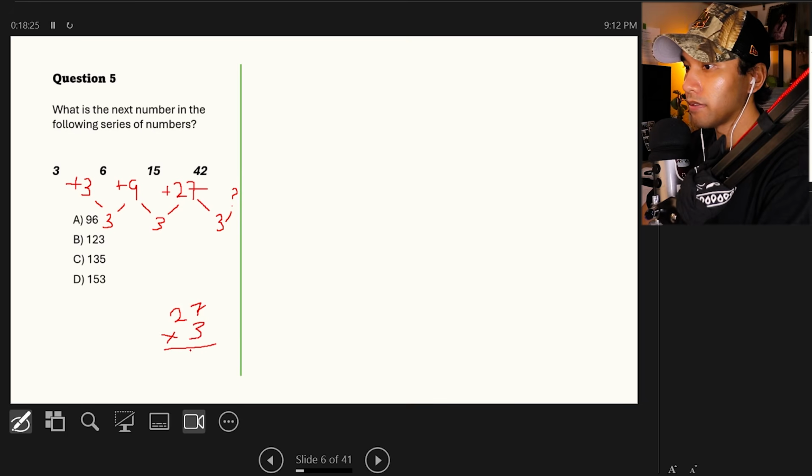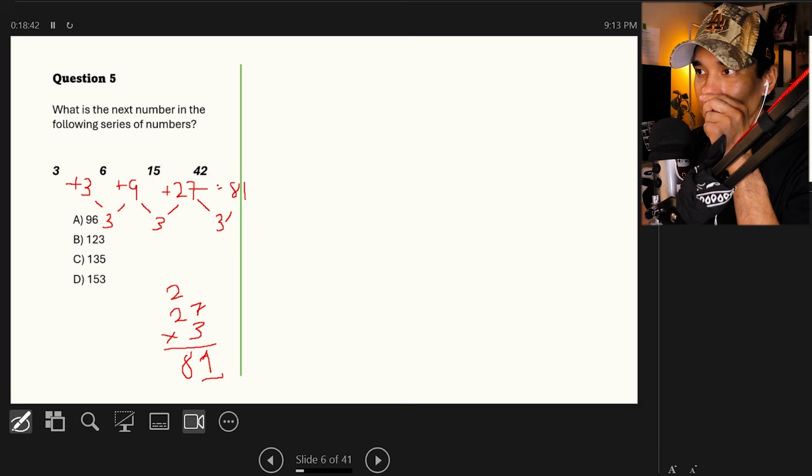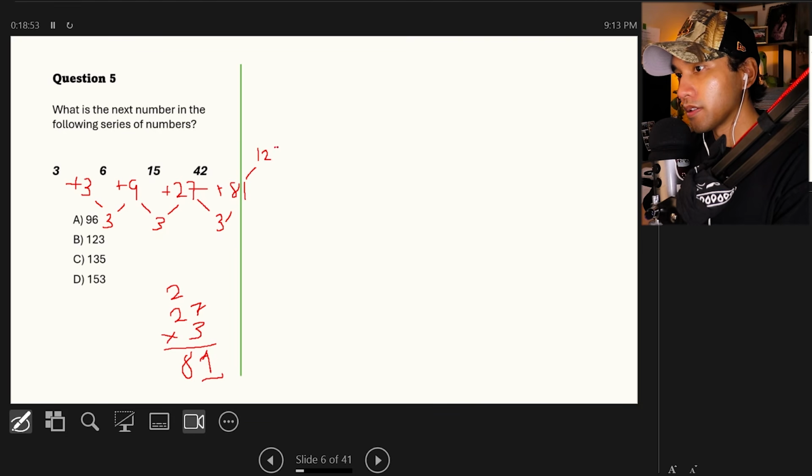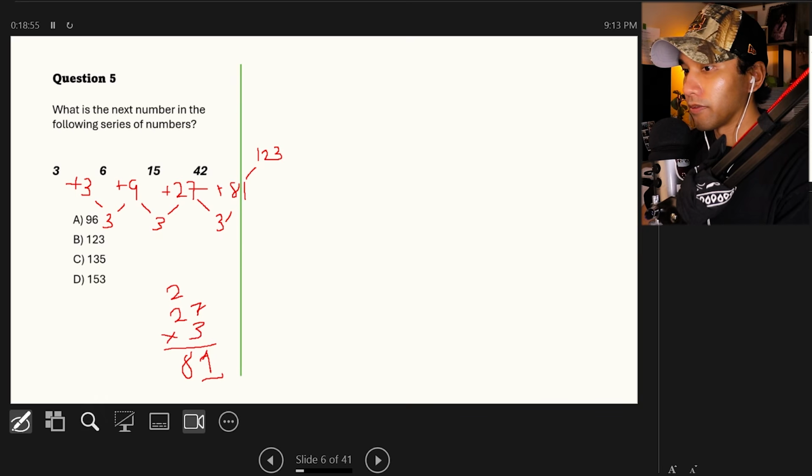27 times 3 is 81. So this right here is 81, and then we would go plus 81. So 42 plus 81 equals the next number in our sequence, which is 123. And let's see if we got that right.